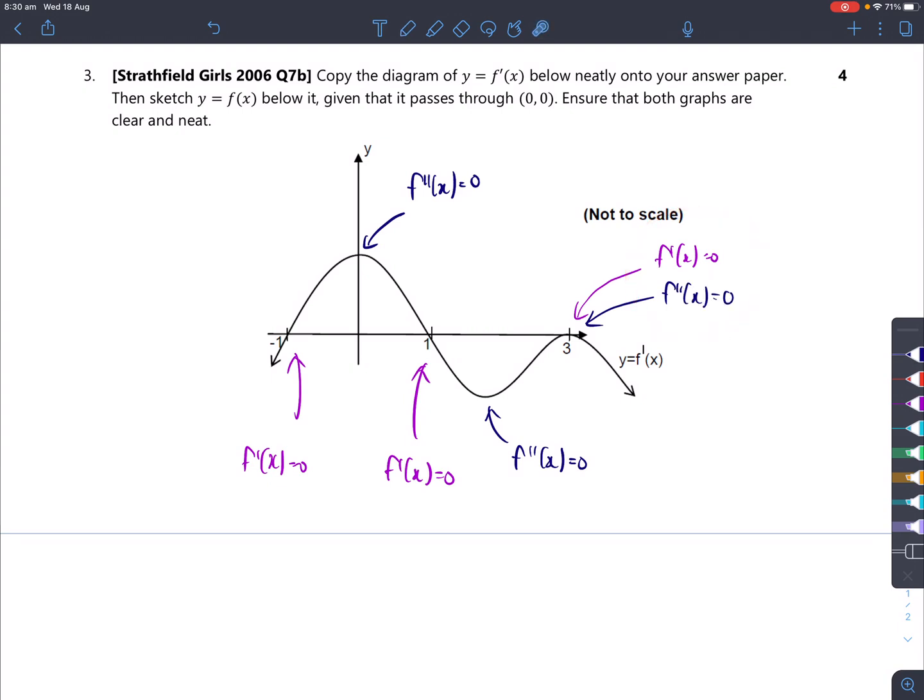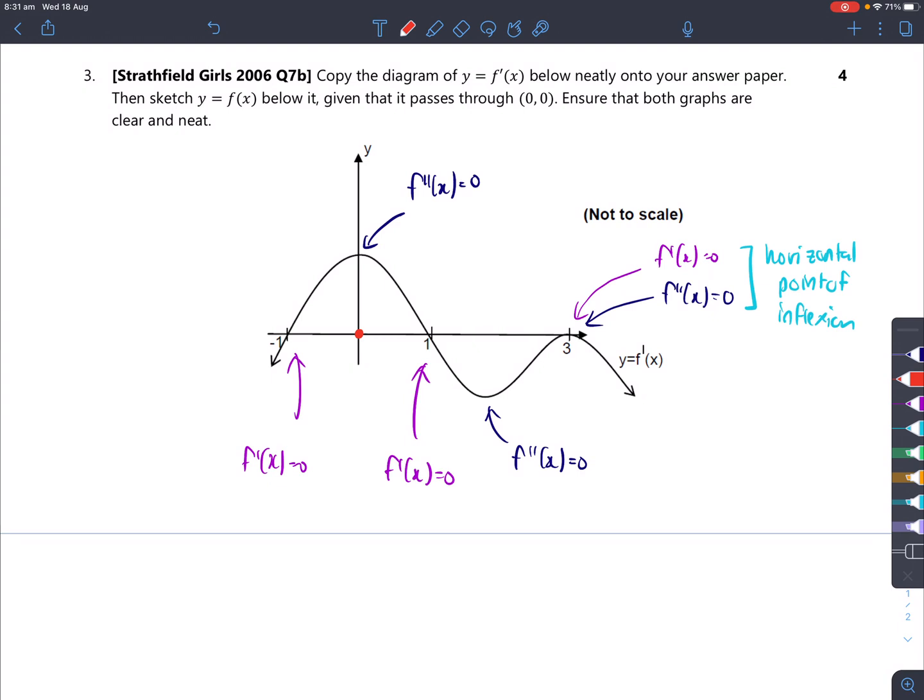Now I'm going to point out what this means. First of all, this means that on the original curve, f of x, we have a stationary point. But this one here tells me there's a point of inflection. Together, these two mean there is a horizontal point of inflection at that point. Whereas all the rest of these are just standard points of inflection. Now, it passes through (0, 0) from the information. So I'm going to put (0, 0) here.